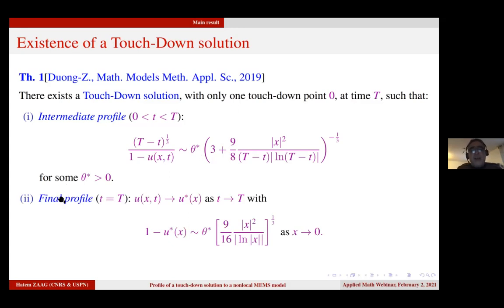Now, I will talk about the final profile. I will take, in fact, the limit of the membrane when t goes to capital T. If I'm at zero, the origin, this limit will go to one, which is the only touchdown point for me, the origin. Outside the origin, I will converge to some u star of x, and this u star of x will be equal to one only at the origin, and outside the origin, it will have this shape. Okay, it will not be zero. So we have x to the power 2/3 with a logarithmic correction. So this is what happens for the final profile, and I will give some comments on this result.